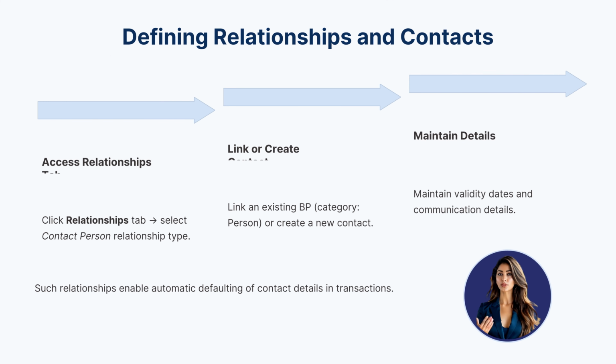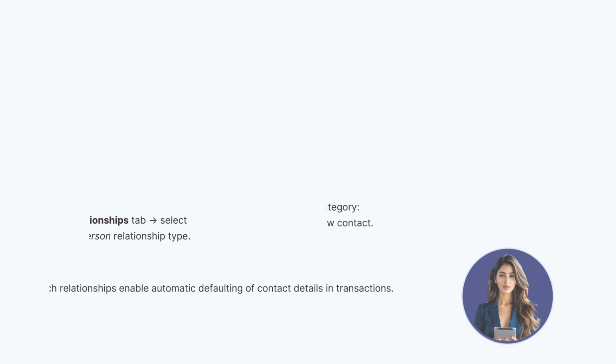Defining relationships and contacts: navigate to the Relationships tab. Select Contact Person as the relationship type, link to an existing BP of category person, or create a new one. Assign validity dates and communication details. This relationship allows contact information to flow automatically in transactions like RFQs or sales orders.